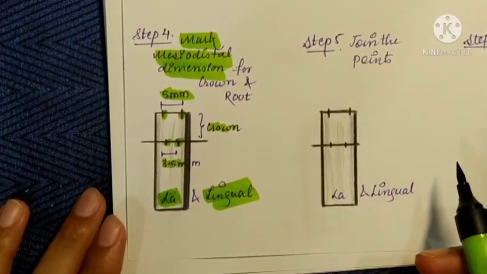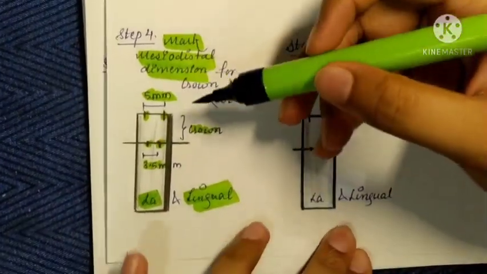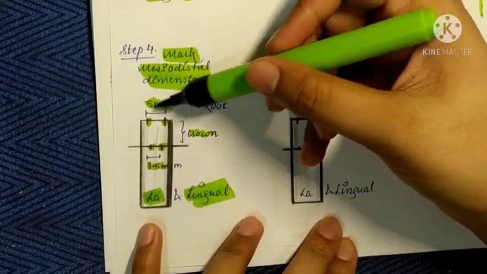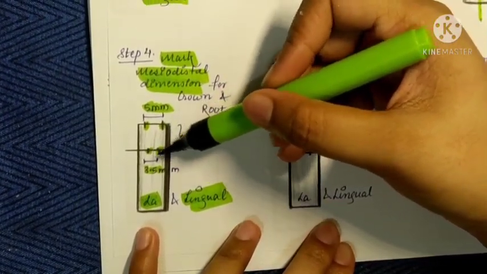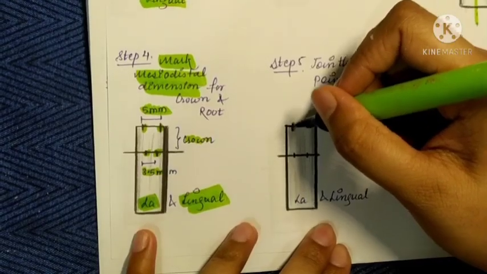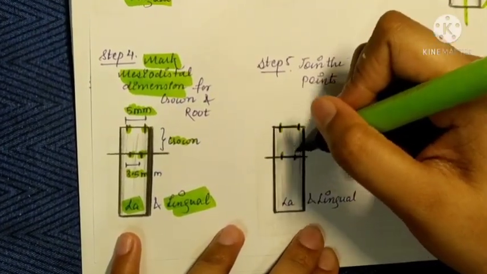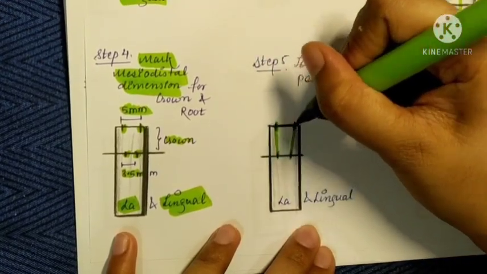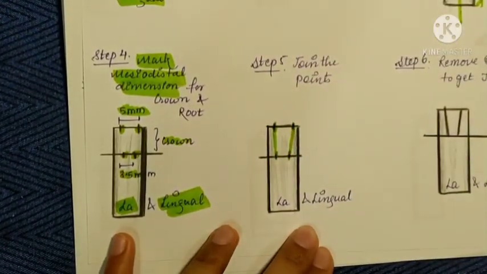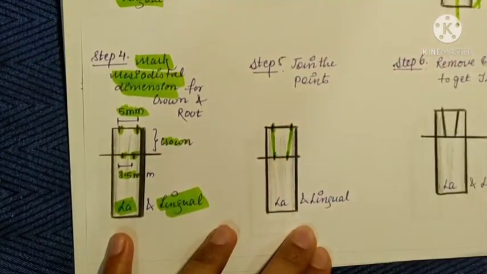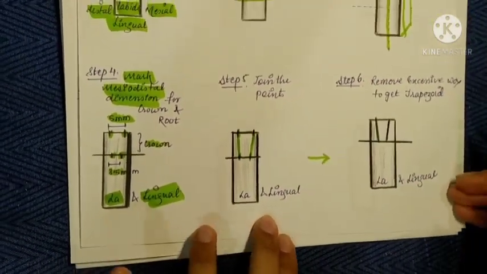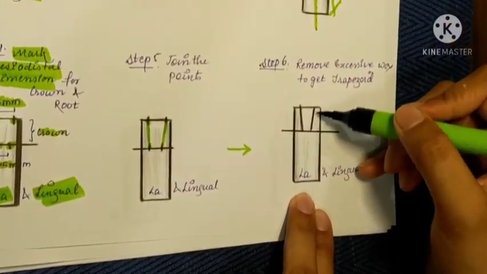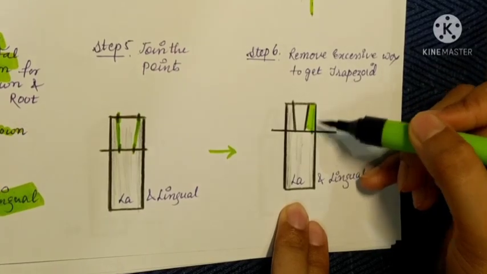Now moving to our next step, as previously we have marked these points. This is 5 mm at the crown and 3.5 mm at the cervix. Now in the next step we have to join these points. In the wax block we have to draw a line like this and join these 2 points. After drawing, we can see this is a trapezoid. So to get the trapezoid we have to remove this excess of the wax.